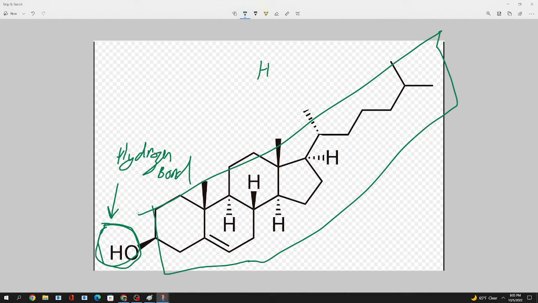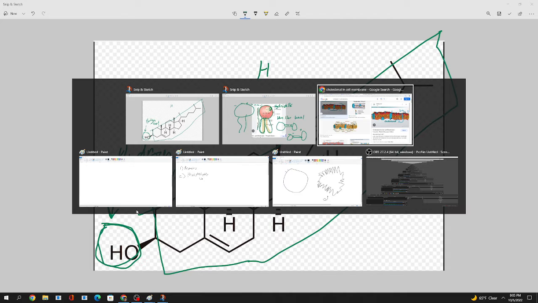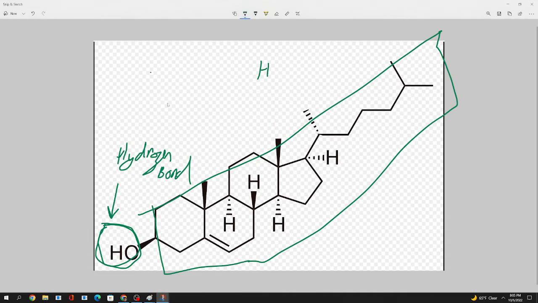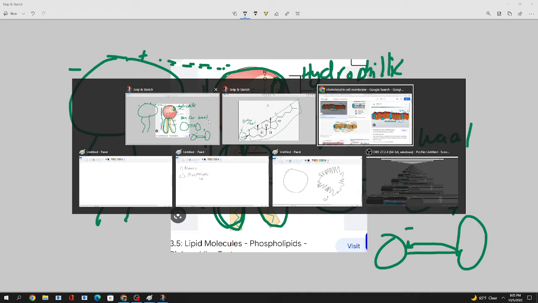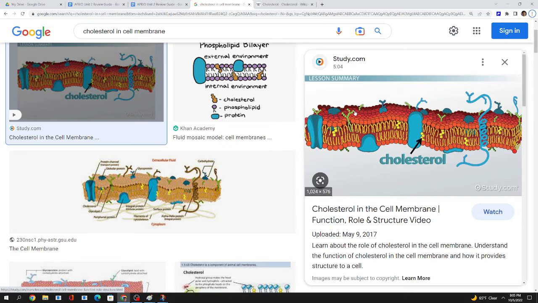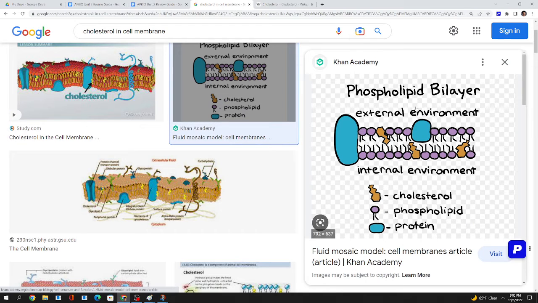Okay, so these are the components of a cell, and these cholesterols are going to be pretty resistant to movement. Now that I've explained what is in the cell, and this, by the way, is the best example, a really good picture by Khan Academy, the mosaic model of the cell. This is what it looks like from what I tried to draw.